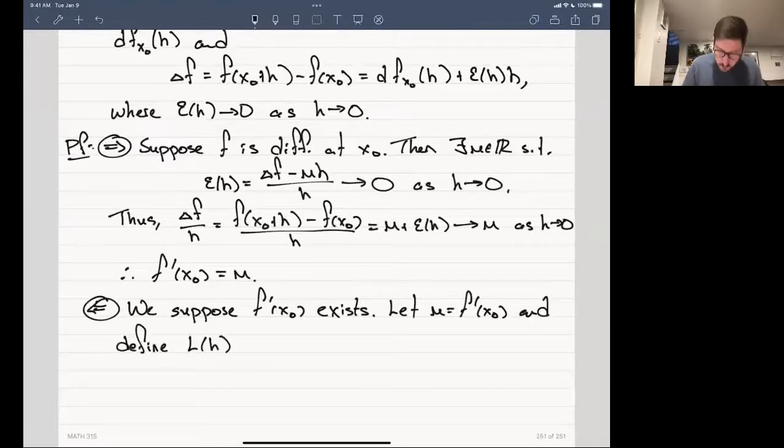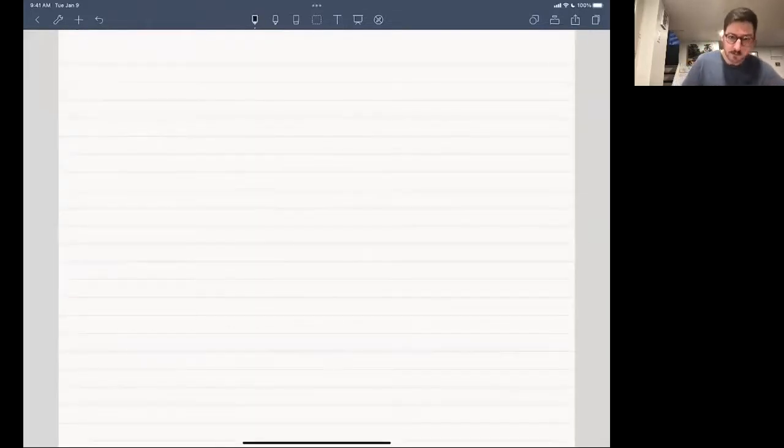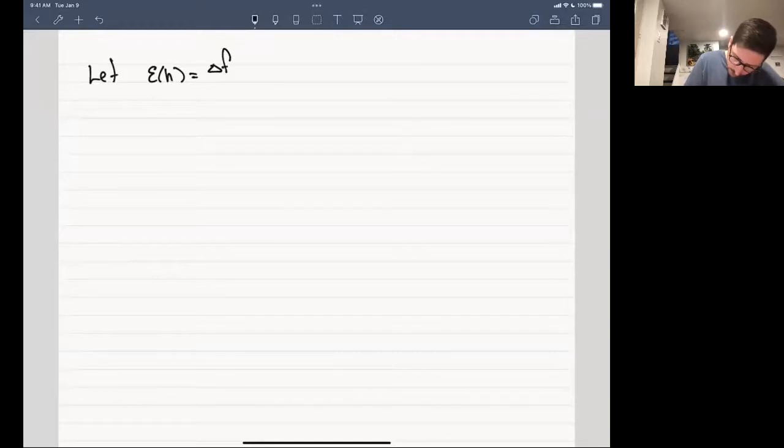And let's define L of h equal to mh. So that's my linear function. That's my candidate for my differentiable definition. Now let's move to the next page here. Let's let epsilon of h equal to delta f minus L of h, over h. So again, I'm defining these things in order to give me the definition of differentiable.